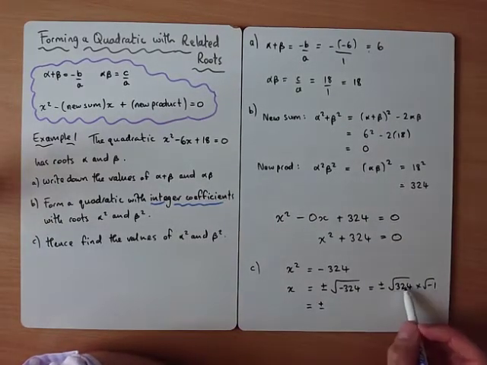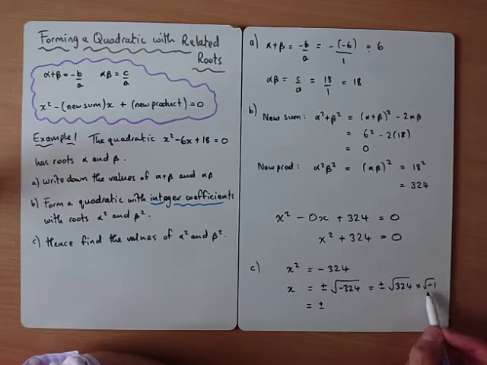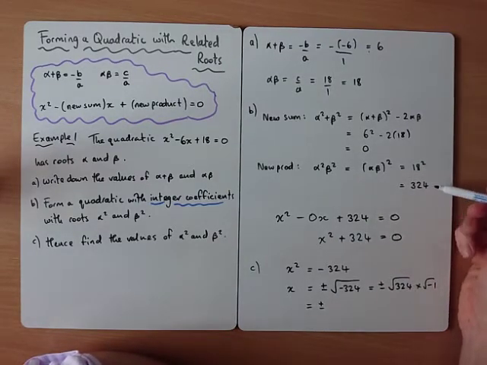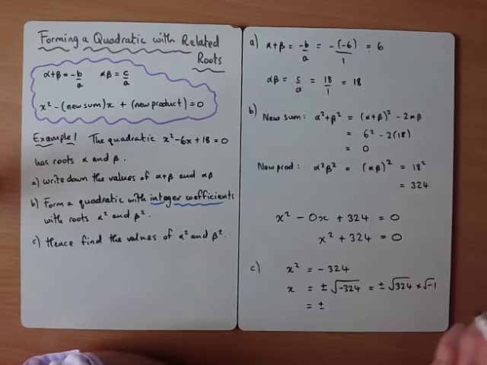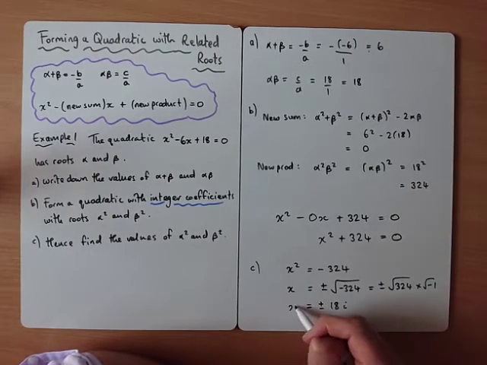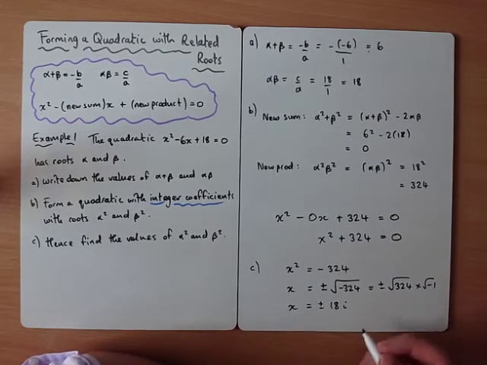Write the minus outside, so a root times by a root. Now we know the square root of minus 1 is i. We know the square root of 324 actually is 18. If you didn't know it, you could just square root, but you get 18. Okay, so these are our roots, 18i and minus 18i.